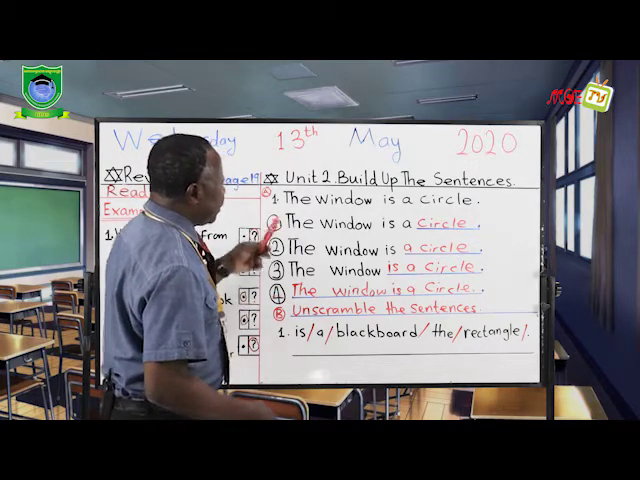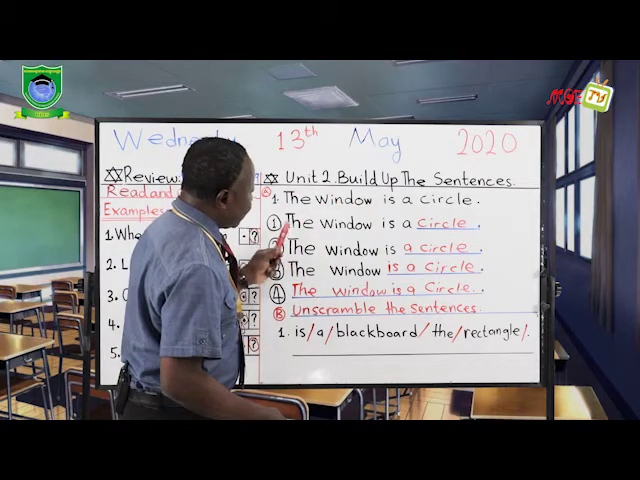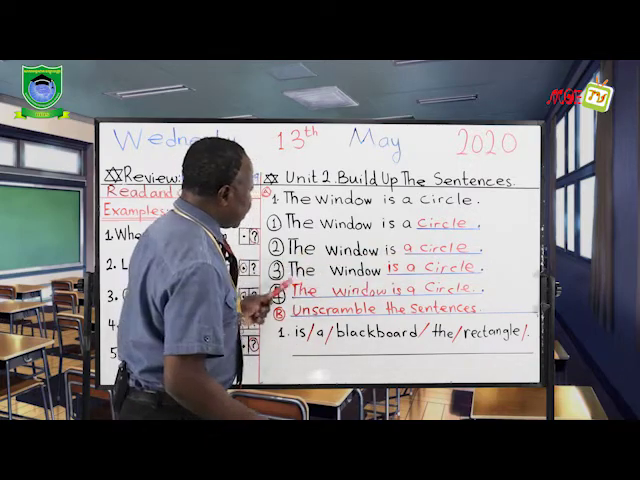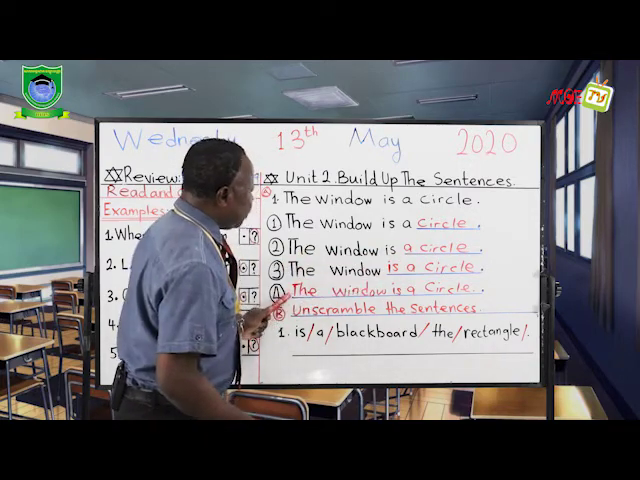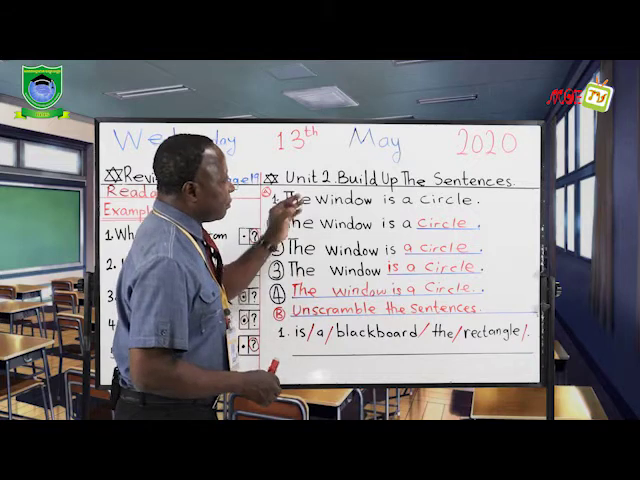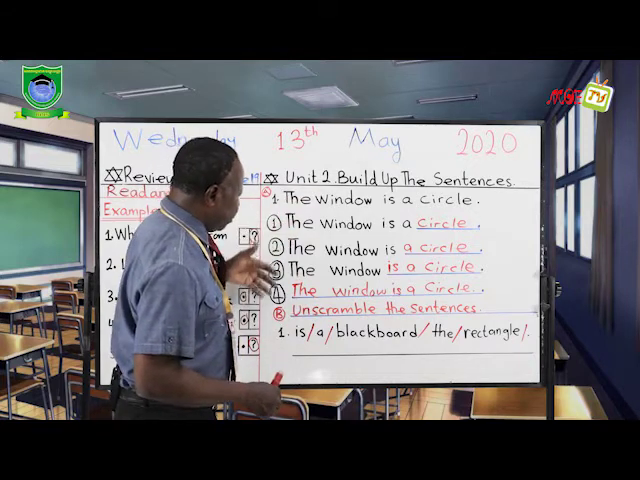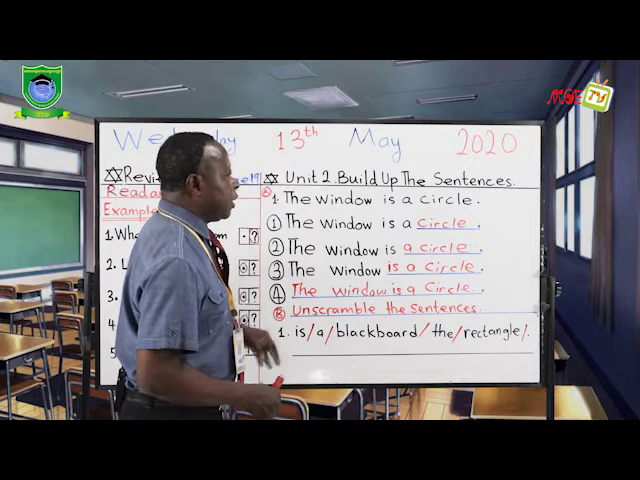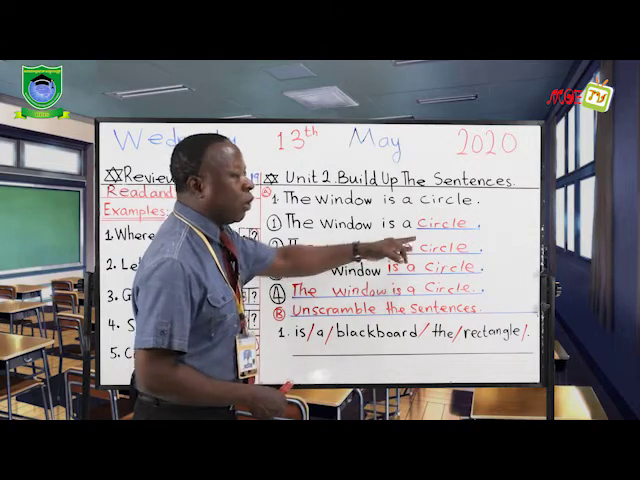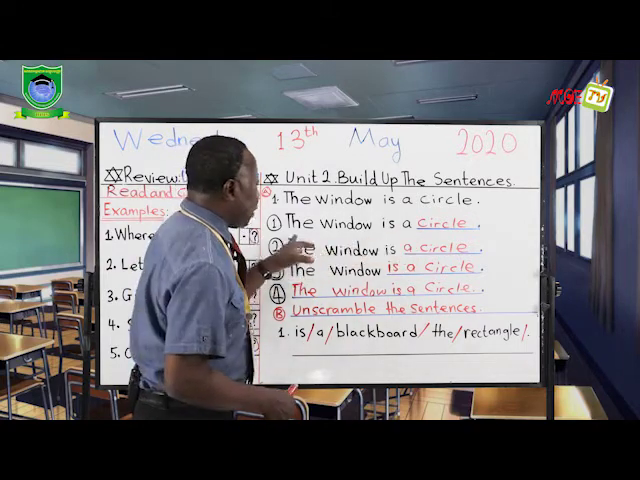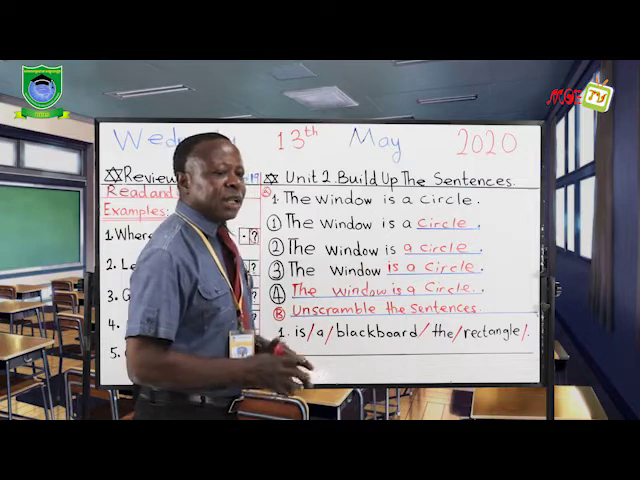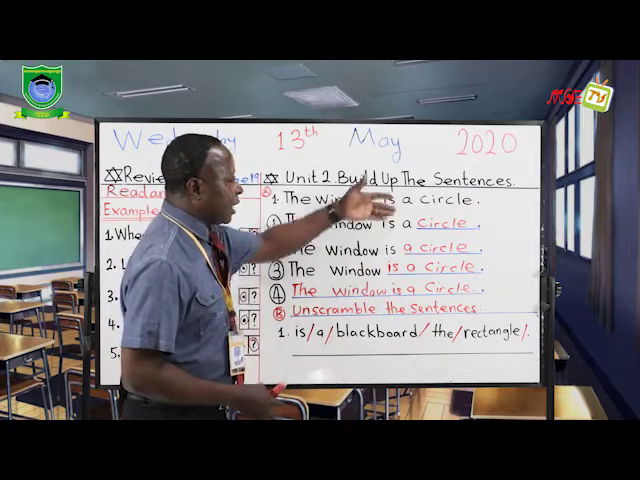So let's read again. The window is a circle. The window is a circle. So we need to use the same sentence as number one to build up one to four. You don't need to change the circle or put a different shape like triangle or diamond. If someone writes the window is a diamond or the window is a rectangle, that is incorrect. So this is how you should do it.